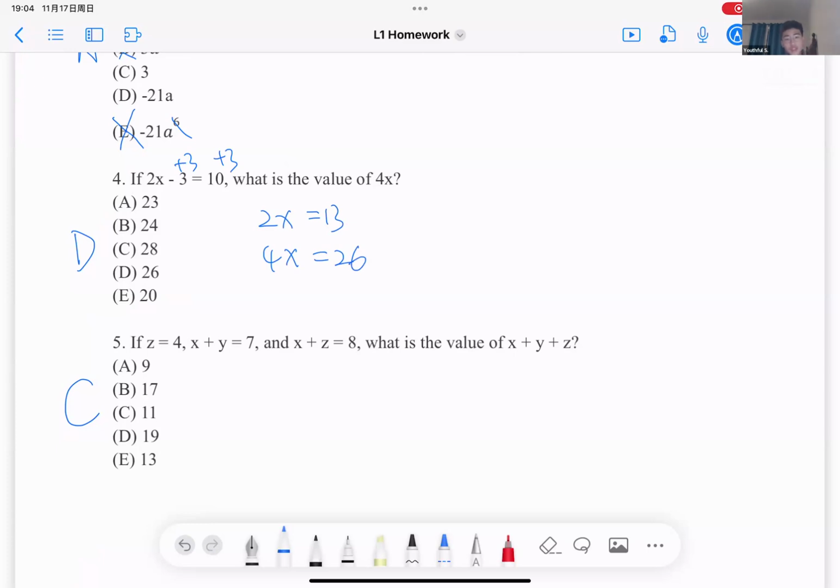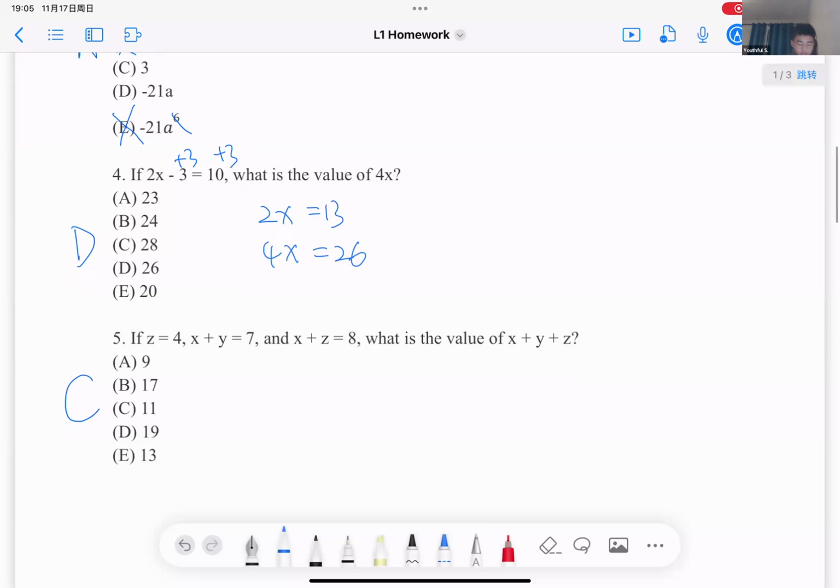The fifth one: if z equals 4, x plus y equals 7, and x plus z equals 8, what is the value of x plus y plus z? Now we have z equals 4. You notice we can sub in z equals 4 for this one, so x equals 4. Because x equals 4, sub in this equation, y equals 3. So x plus y plus z is basically 4 plus 3 plus 4, which is 11. So the answer for number 5 is C.